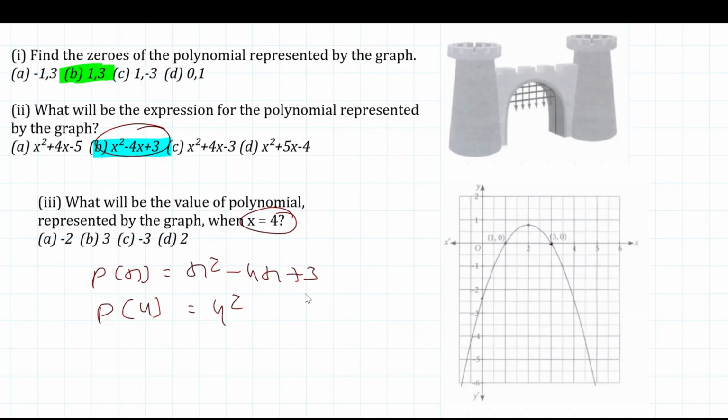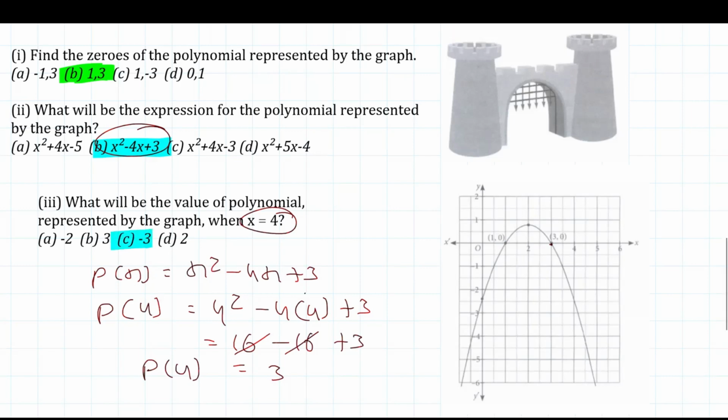So this becomes 4 square minus 4 into x, that means 4 times 4, plus 3. 4 square is 16, 4 into 4 is 16, plus 3. This gets cancelled and we get this as 3. Right. So the correct answer in this case is option C.